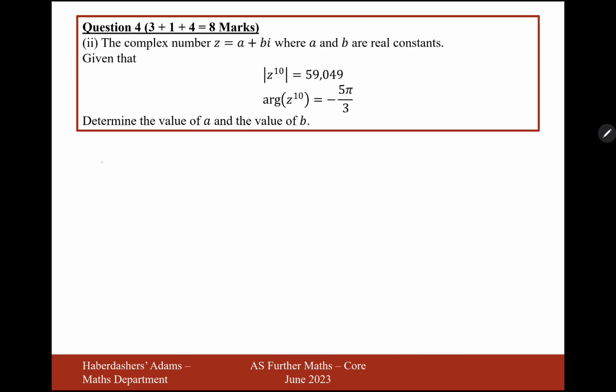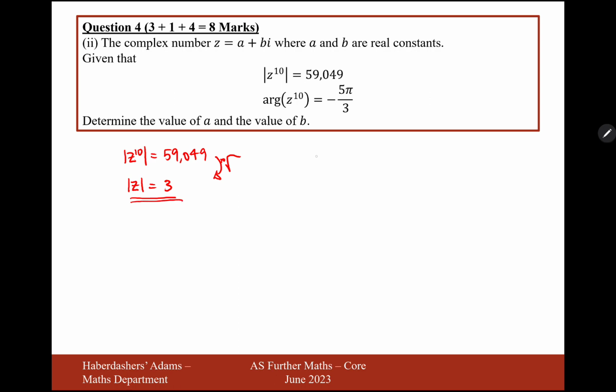Okay, so this is a question where we're having to use those rules of arguments and modulus. So z to the 10, if we do the 10th root of this number here, let's see what we get. 59049 to the power of 0.1, or 1 over 10, gives 3. So therefore the modulus of z is just 3. So what I've done there is I've done the 10th root of that number.